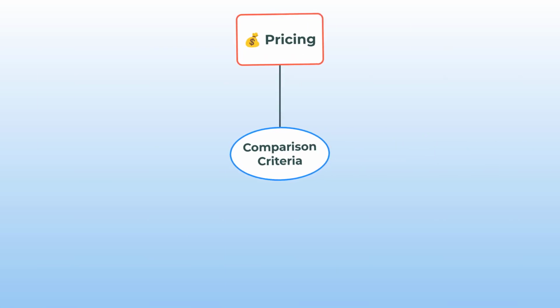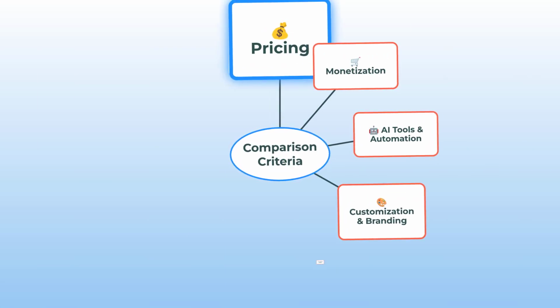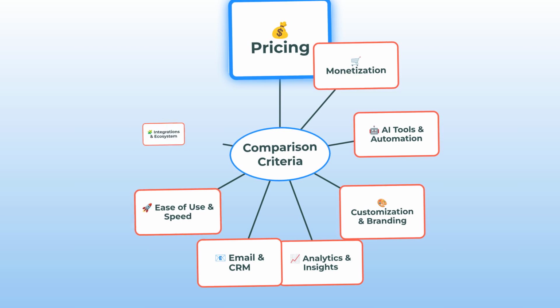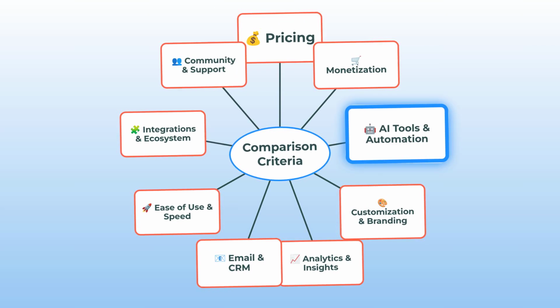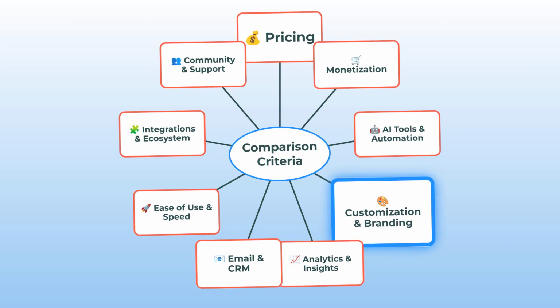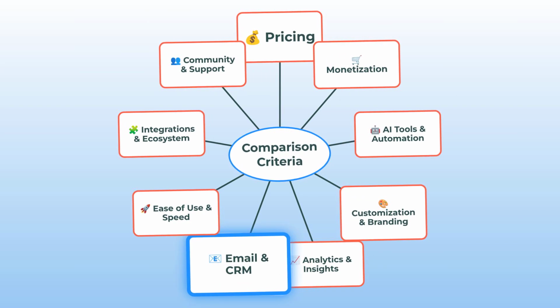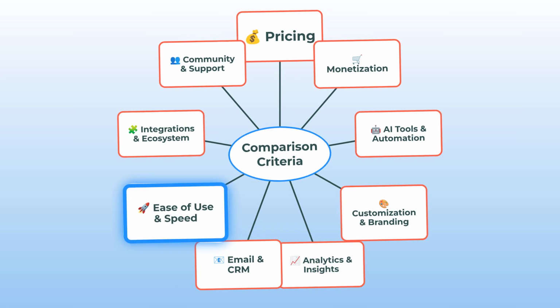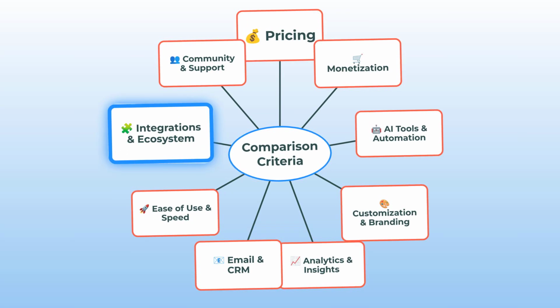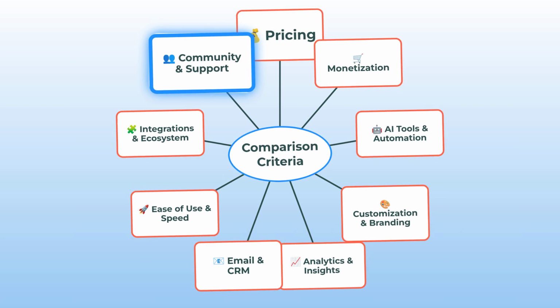So here's what we're really gonna compare today. First, pricing, because yeah, your wallet matters. Then how good they are for making money, all the AI tricks and automation stuff, customization and branding, analytics and insights, email and CRM features, how easy they are to use, integrations and ecosystem, and finally, community and support. Stick with me, I promise, it's not gonna be boring.